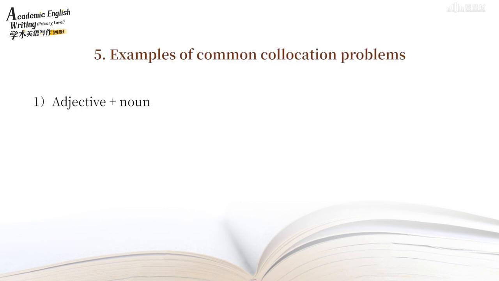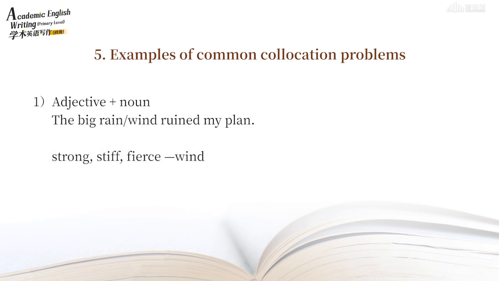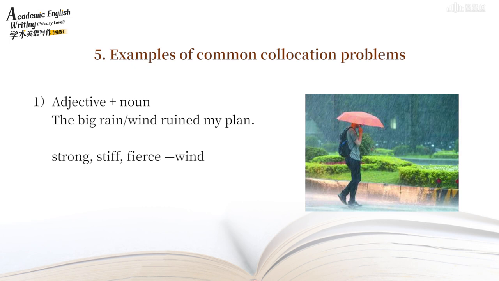1. Improper adjective-noun collocation. For example, the big rain or the big wind ruined my plan. In English, adjectives like strong, stiff, fierce often co-occur with wind, and heavy, torrential, steady often co-occur with rain. Native speakers of English would seldom say big wind or big rain. These are typical Chinese collocations.